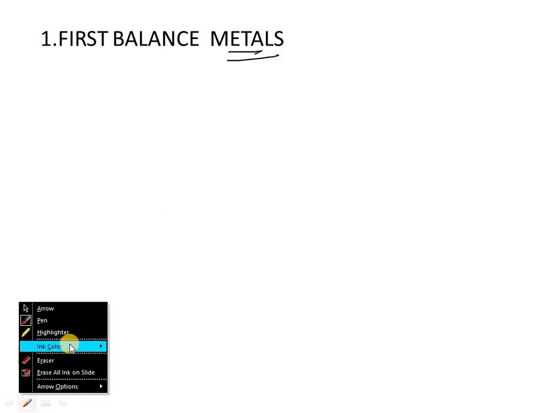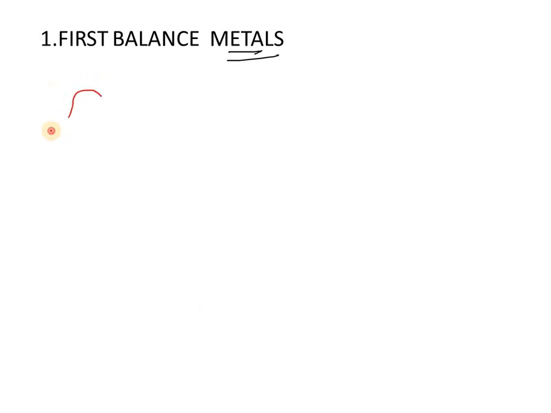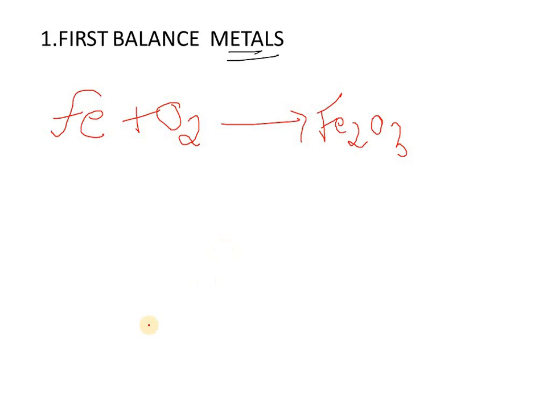Consider an equation that is Fe, that is iron, reacted with oxygen to give Fe2O3. In this equation, you can see that there is a non-metal that is oxygen as well as a metal that is Fe. So from this, what should we choose to balance first? Our first step says that we have to balance Fe first. So the Fe on the product side is 2, so we have to multiply the Fe on the reactant side also with 2. So this is the first step, that is, first we have to balance metal.